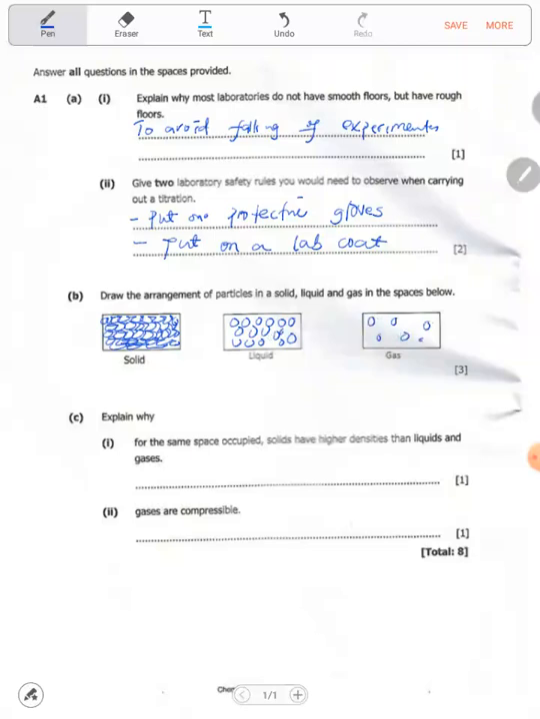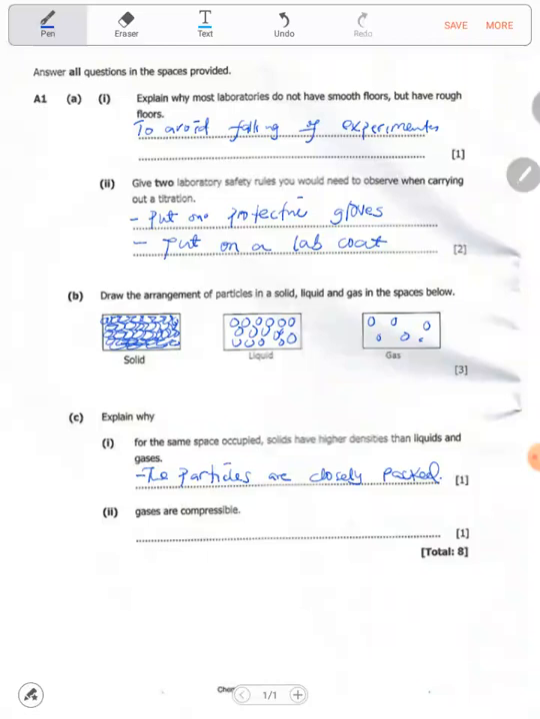That's the difference. Explain why for the same space occupied, solids have much higher densities than liquids and gases. It's because the particles are closely packed. So the particles are closely packed, giving them a much higher density than liquids and gases.